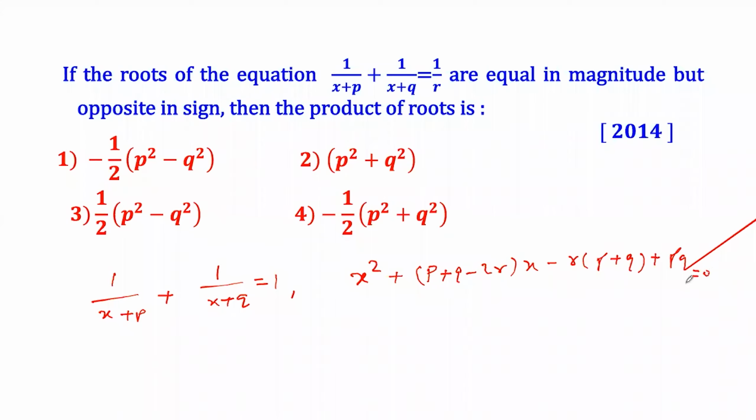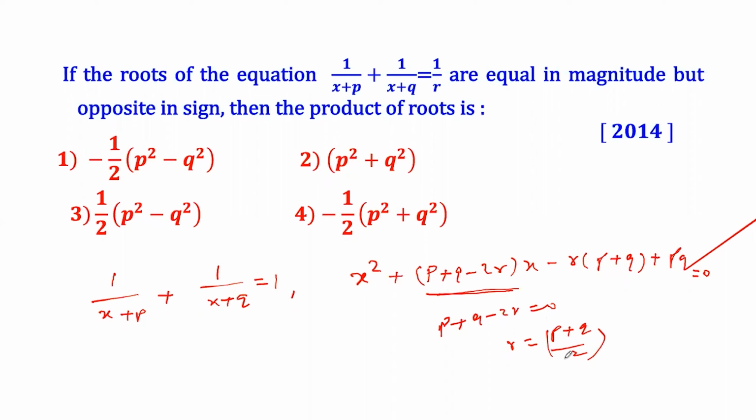And we know that the roots are equal in magnitude but opposite in sign, so coefficient of x, only I require this thing, right? Coefficient of x opposite in sign, right? So opposite in sign means same in magnitude, then this will be p plus q minus 2r is equal to 0. So r is equal to (p plus q) by 2, right?